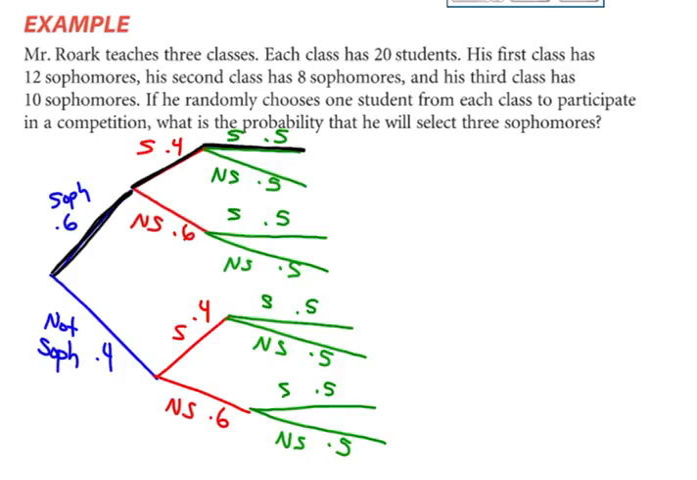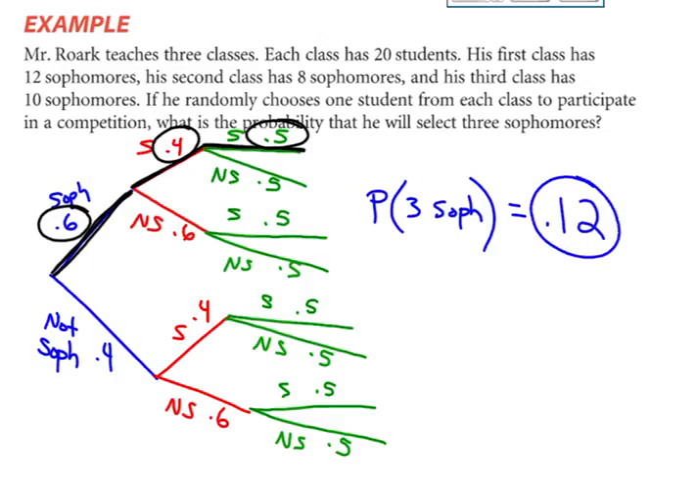So to find the probability that Mr. Rohrich would select 3 sophomores, we're going to take the 3 probabilities and multiply them together. So we're going to take the 0.6 right here times the 0.4 times the 0.5. We get the probability of 0.12. This example was different than the previous two because we multiplied the probability of each branch to come up with the probability of getting the three sophomores.